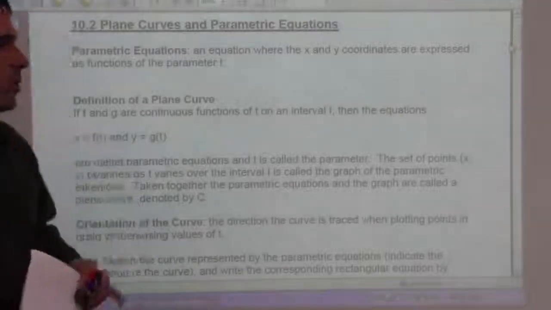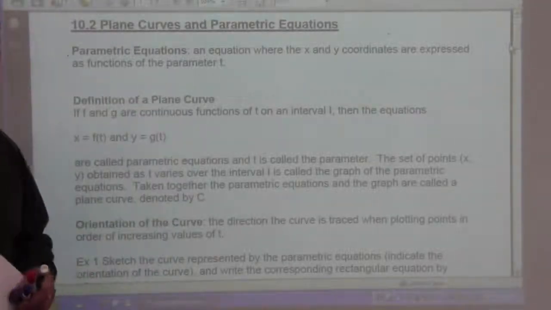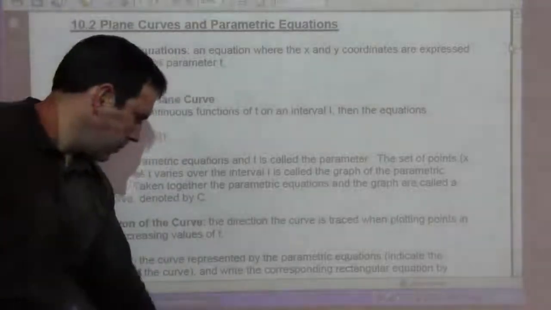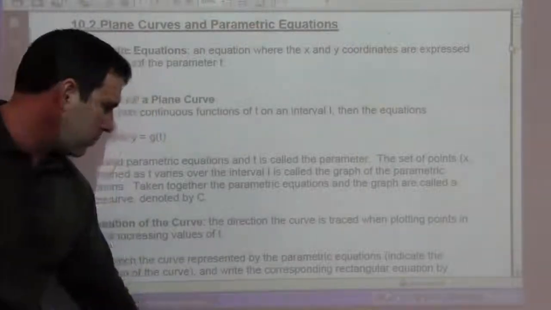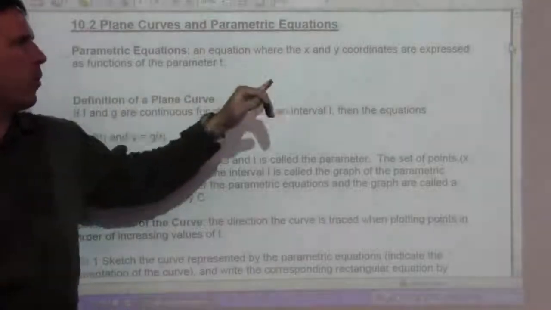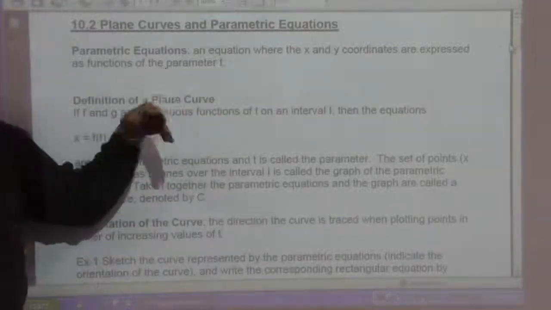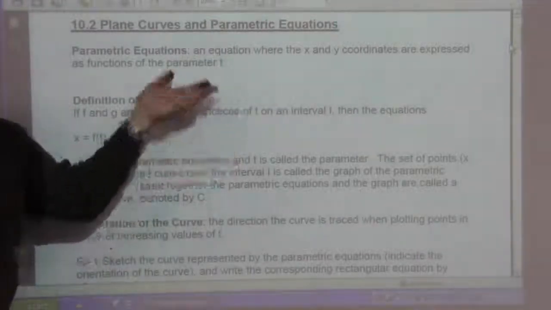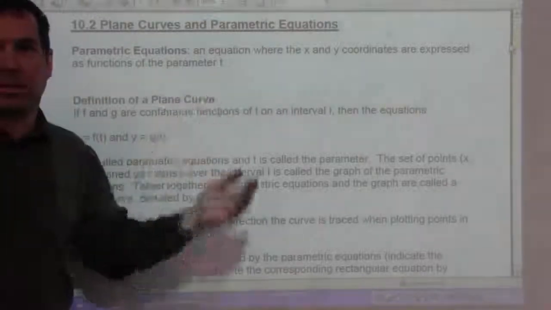Hello and welcome to 10.2, Plane Curves and Parametric Equations. A parametric equation is an equation where the x and y coordinates are expressed as a function of another parameter, typically t. It doesn't have to be a t, it could be a theta or something else.